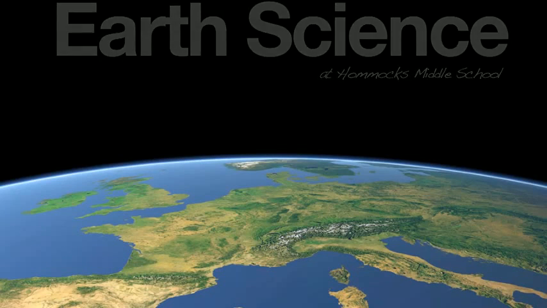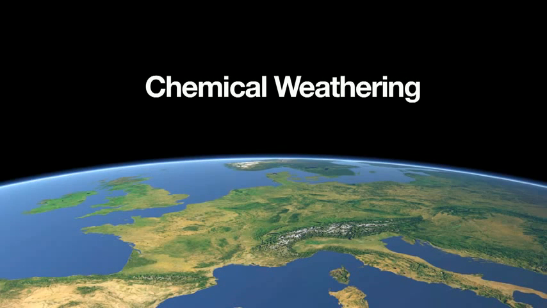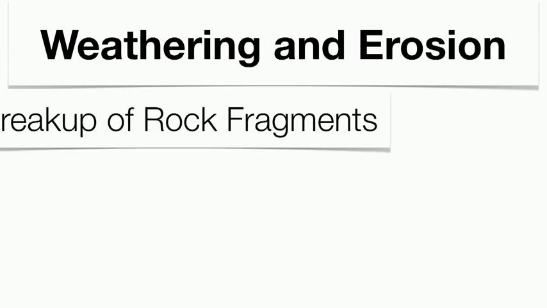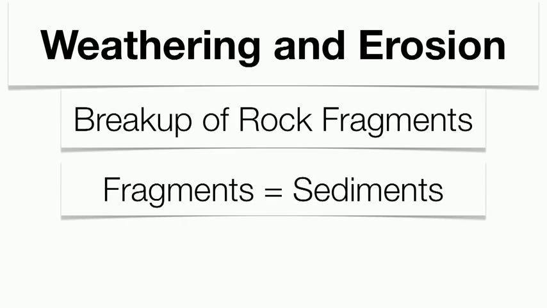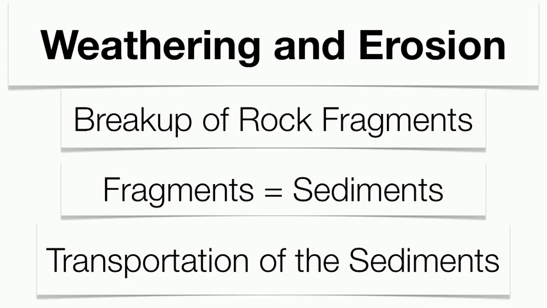Today we're going to talk a little bit about chemical weathering. Now in order to understand weathering, you have to have an idea about the difference between weathering and erosion. Weathering is the actual breakup of rock into smaller pieces called fragments or sediments. Sometimes it can also be a chemical change to the composition of the rock. Now sometimes those sediments get transported to a location. That's what we call erosion. And that can be done by wind, water, gravity, or glaciers.